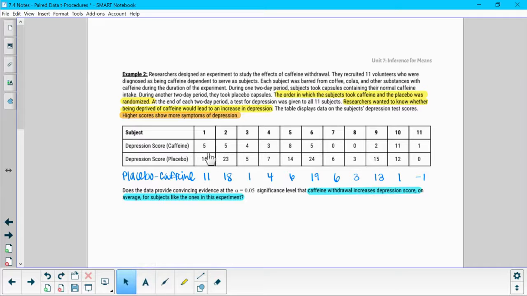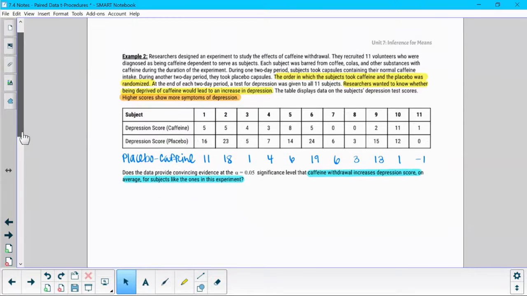And then I find the differences between these subjects. So this time it's not like it was with our t-interval where we had two twins that we collected data on. Now we have one person who took two different treatments. So this one person did 2 days with the caffeine and did 2 days with the placebo, took the test twice. Another example of paired data. So I have all of my differences between my 11 volunteers.